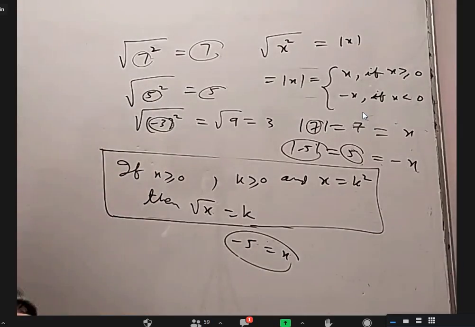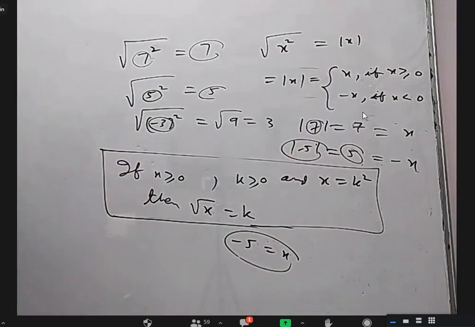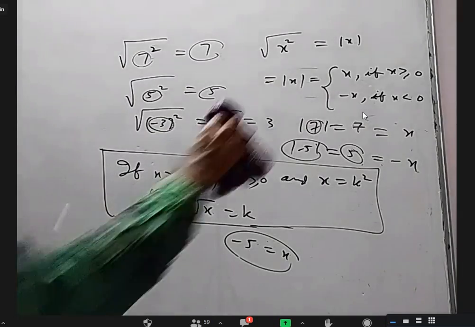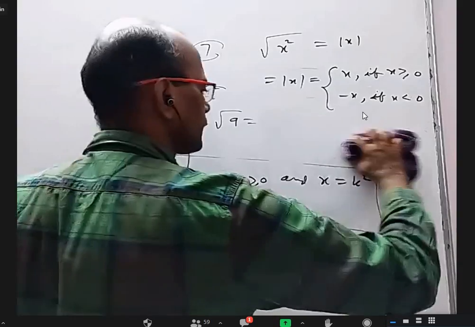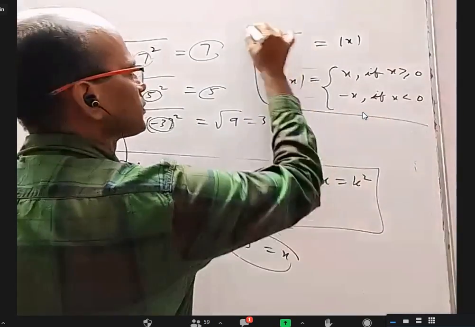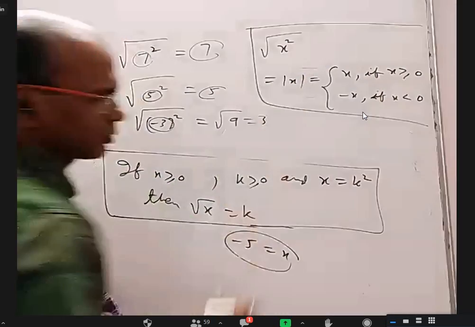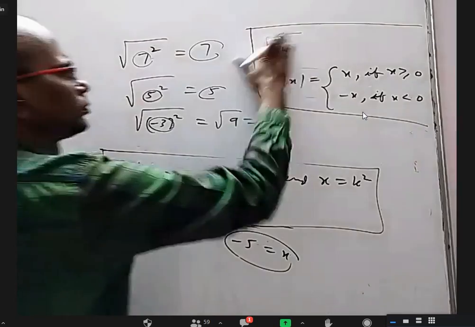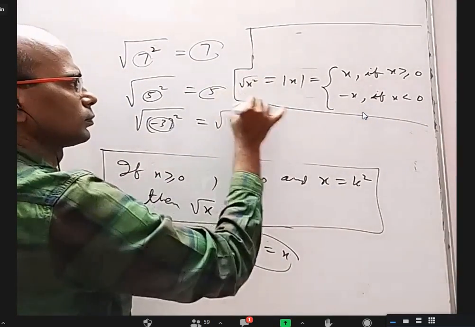So whether you take root x square or mod x, we are going to write like this. You don't have to write these examples. If you want, you can write them if somebody has a confusion so that it will be clear. But I want everybody to write this part: root x square is equal to mod x, and mod x equal to this. You can write it in one line also, not a problem.